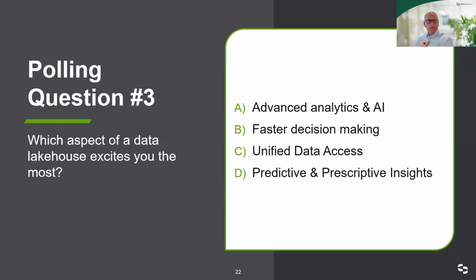All right. Polling question number 3. Which aspect of the data lakehouse excites you the most? Advanced analytics and AI, faster decision-making, unified data access, and predictive and prescriptive insights. Advanced analytics and AI. All right. That's interesting.